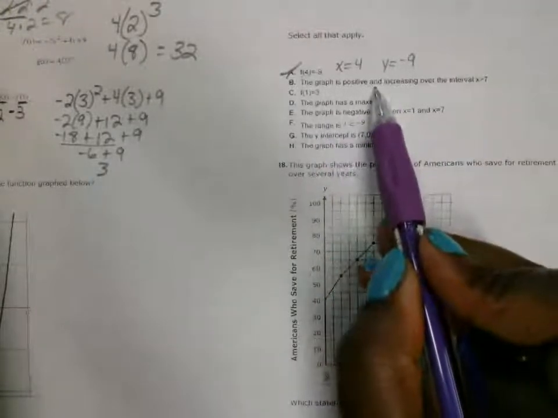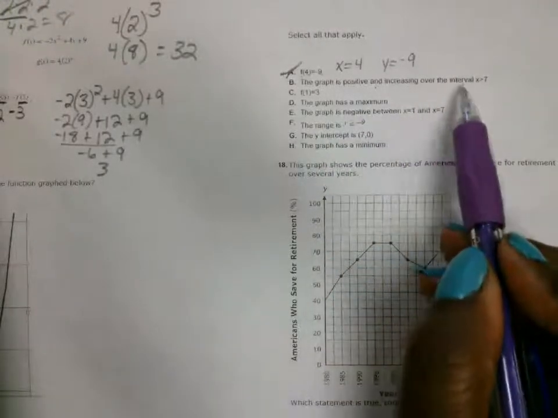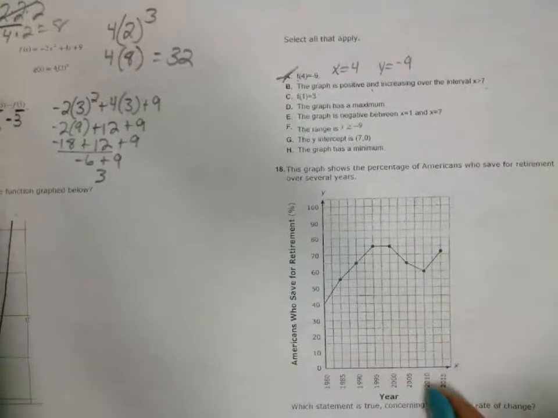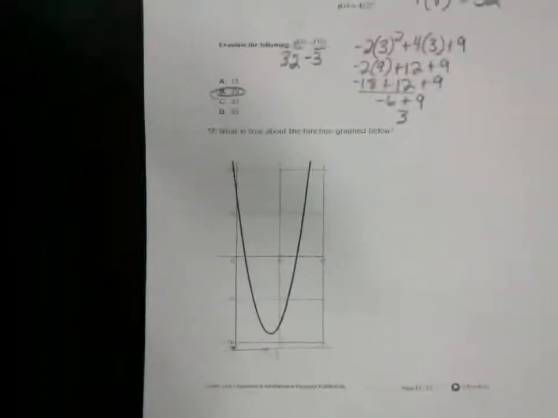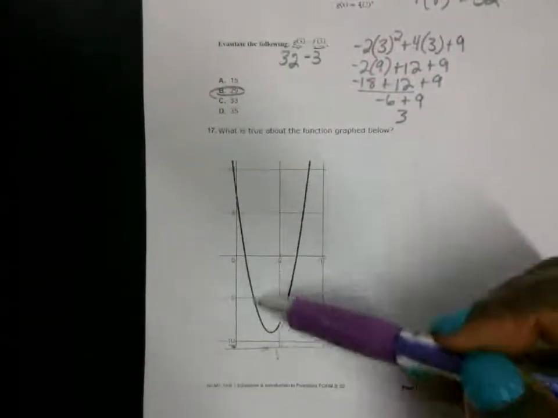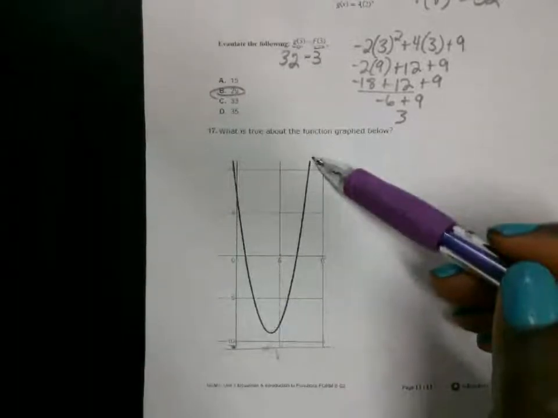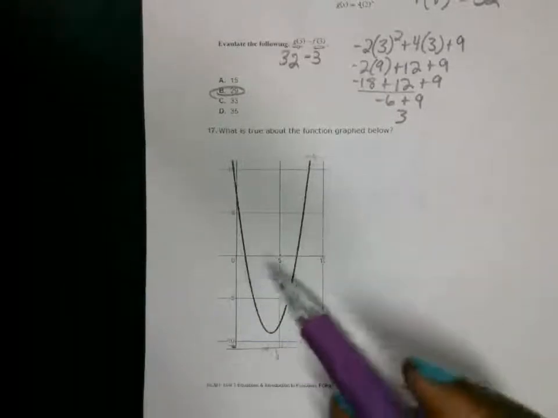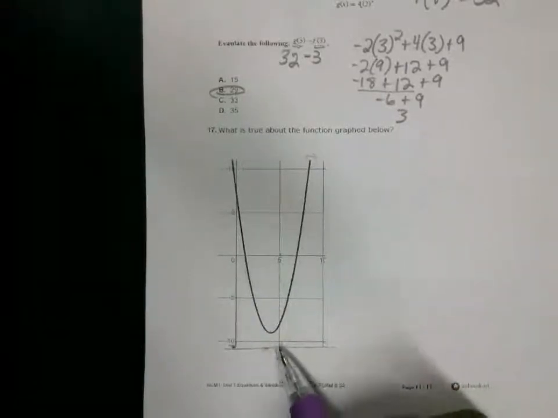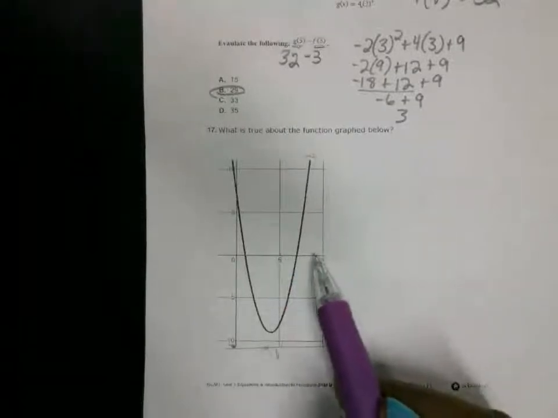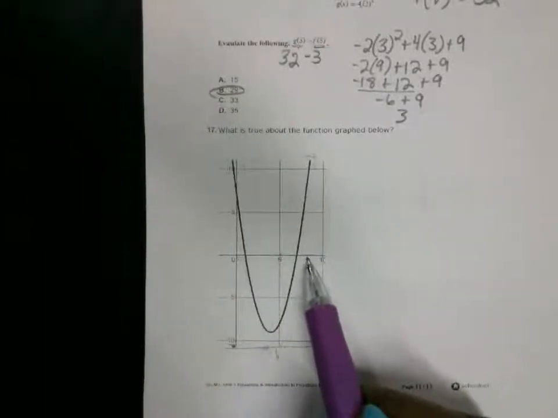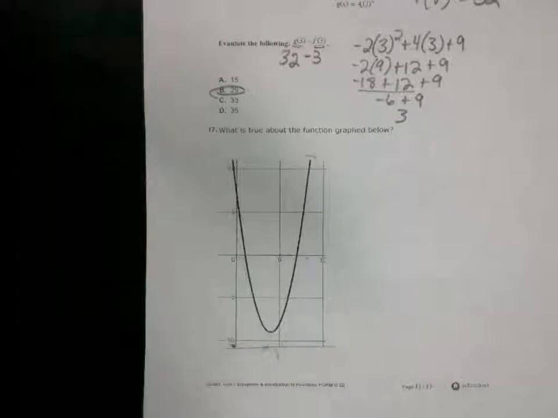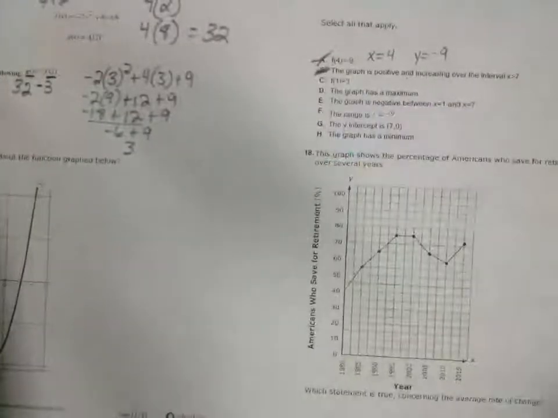The graph is positive and increasing over interval x is greater than 7. Okay, look. The graph goes down and then up again. So no. It says it's increasing over intervals x greater than 7. So look, this is 5 on the x, 7 is over here, and it's saying that all of this is increasing. No, over here it went down and then up. So this is not good either.